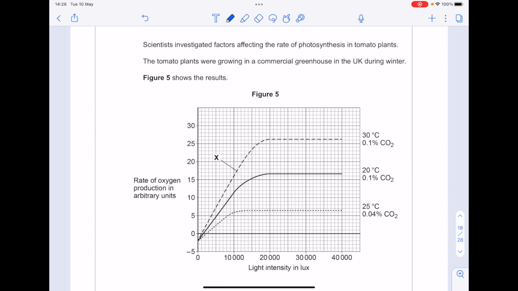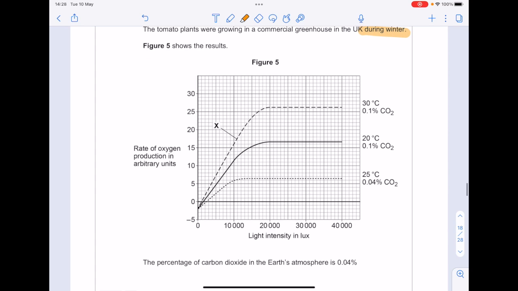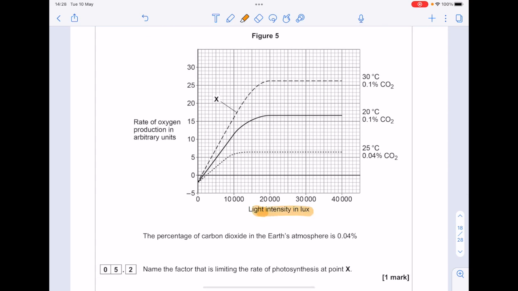Scientists investigate factors which affect the rate of photosynthesis in tomato plants. The tomato plants were grown in a commercial greenhouse in the UK during winter. Here's our light intensity. We've got carbon dioxide levels on the right and a rate of oxygen production on the left. The percentage of carbon dioxide in the Earth's atmosphere is 0.04%.